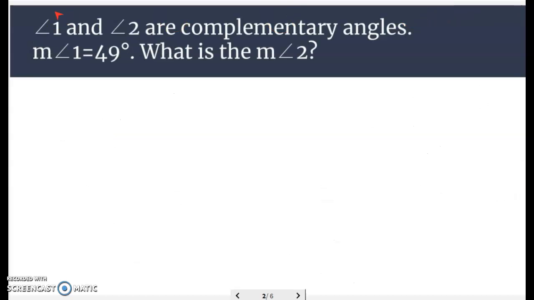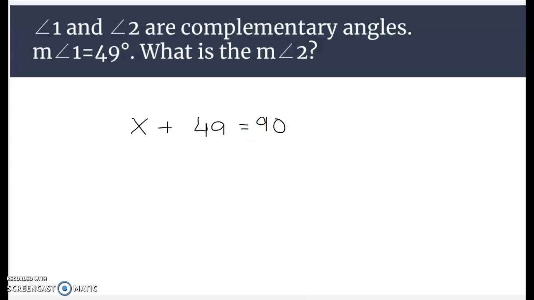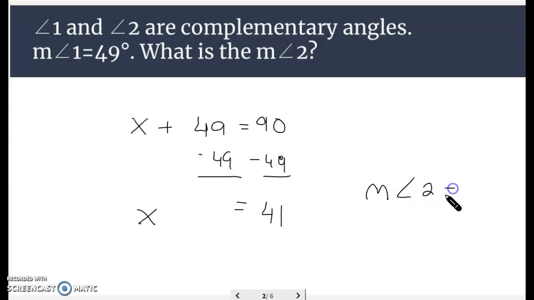Let's look at a couple here. Angles 1 and 2 are complementary. Angle 1 is 49. What is the measure of angle 2? Well, if they're complementary, they add up to 90. So we have an unknown angle, which is angle 2, plus angle 1, and if I add them together, they equal 90. So in order to solve this, we could subtract 49 from both sides. And the missing angle is 41. So we could say it like this: the measure of angle 2 equals 41 degrees.